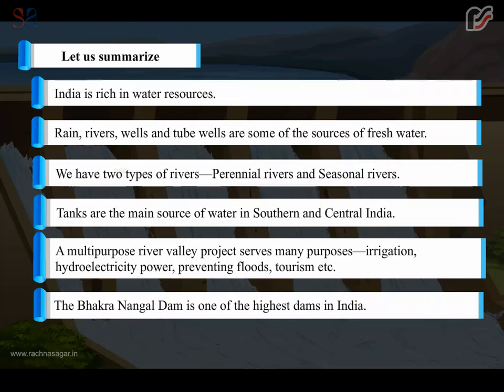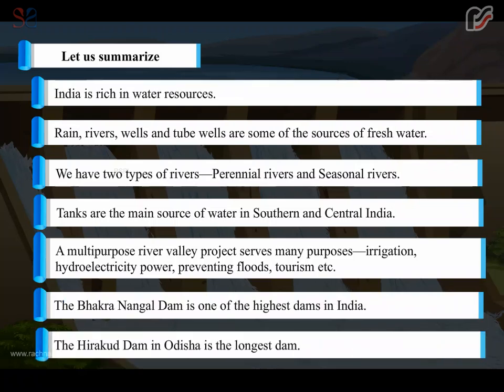The Bhakra Nangal Dam is one of the highest dams in India. The Hirakud Dam in Odisha is the longest dam.